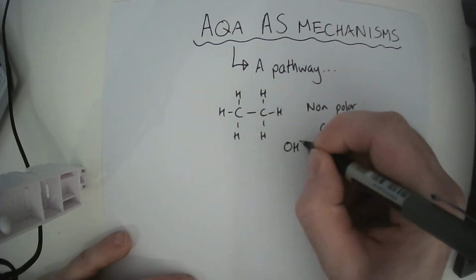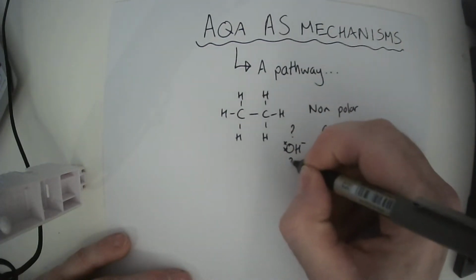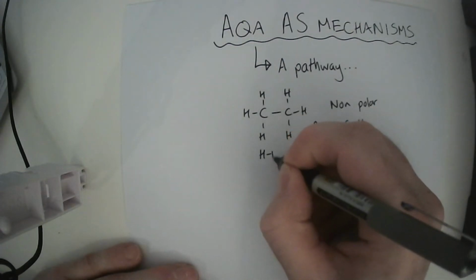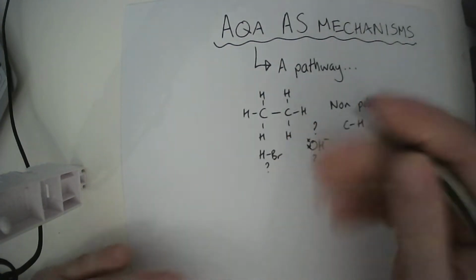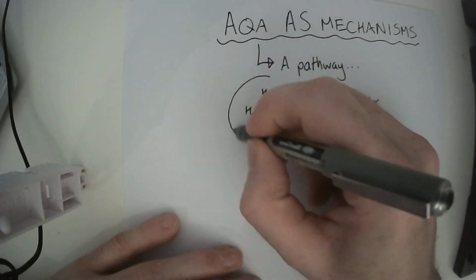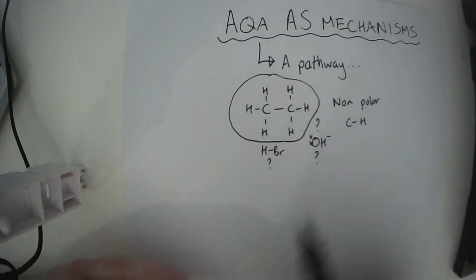You put an OH minus next to this molecule and it's just going to look at that molecule and go, hey, I'm not really interested. Why would I be interested in this? You put an HBr around this molecule, again it's going to go, right, there's nothing for me here. So alkanes are chemically fairly unreactive. I mean, you can set fire to them, but because they don't have a polar bond, not a lot happens.